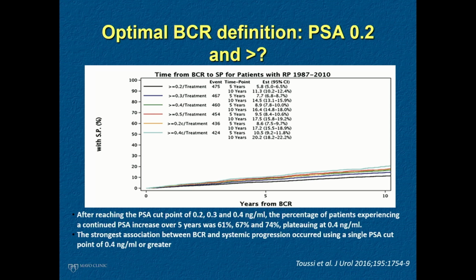So what is the optimal BCR definition? Certainly we use as a discipline 0.2 and confirmatory 0.2. Also 0.4 is completely acceptable, and perhaps the sweet spot when we start getting PET scans for evaluation of biochemical recurrence.